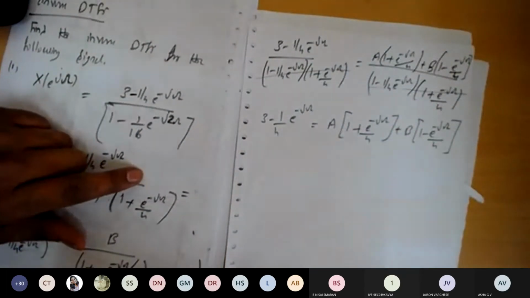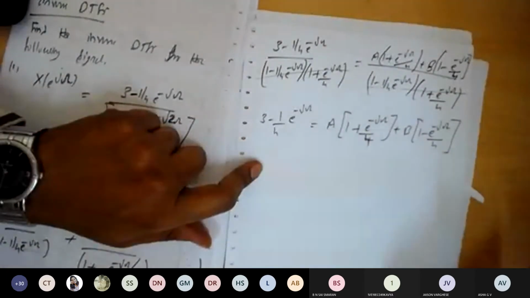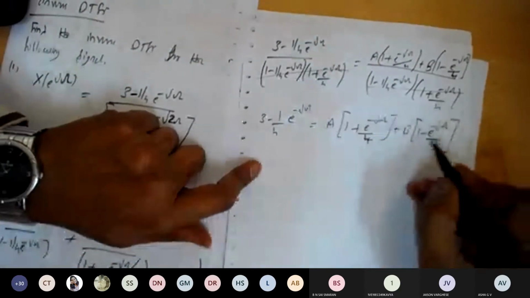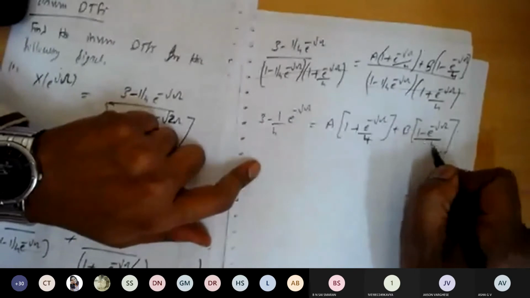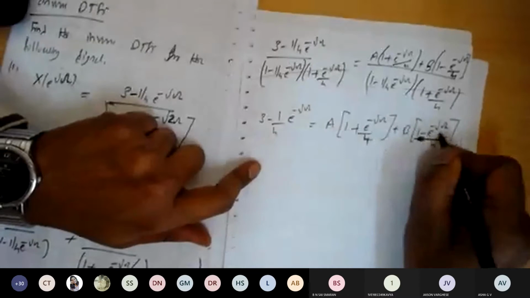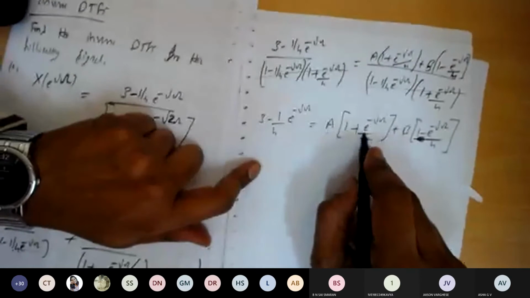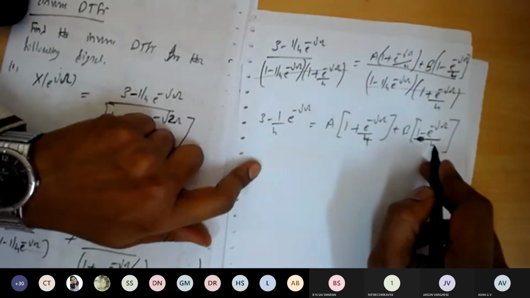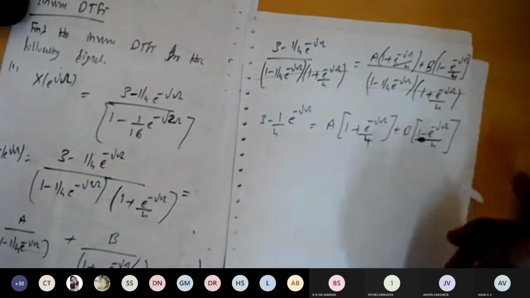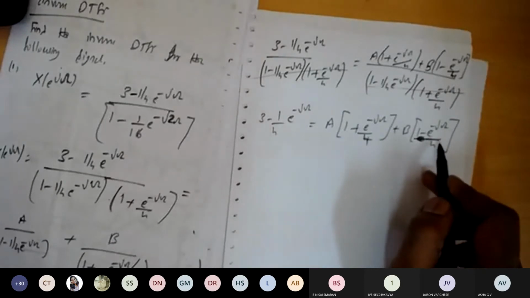Now we need to find the values of a and b by substituting values for omega, and we'll get the corresponding solution. If I want to make the term b equal to 0, that is the term 1 minus e to the power of minus j omega divided by 4, so that it cancels out, we need to substitute a value for omega. So here we make 1 minus e to the power of minus j omega this term as 0.